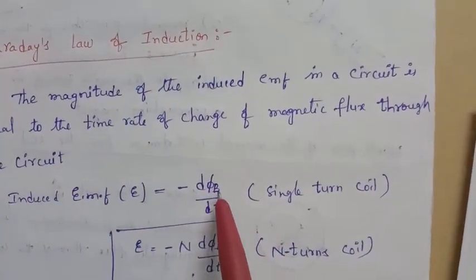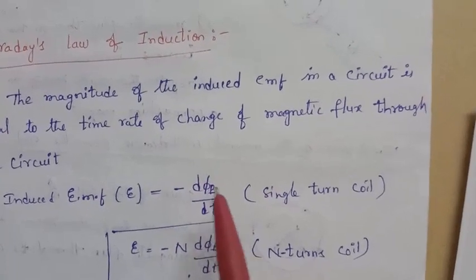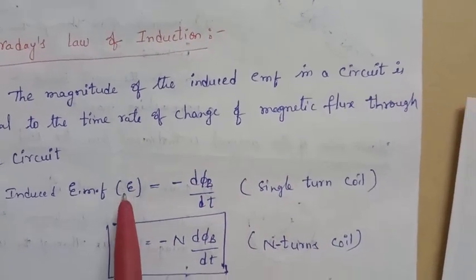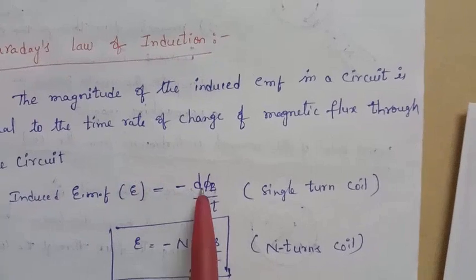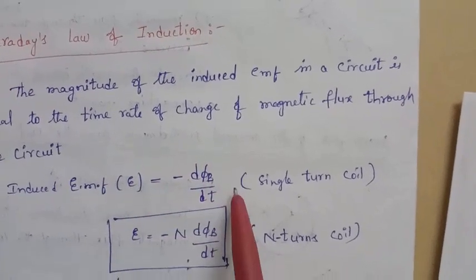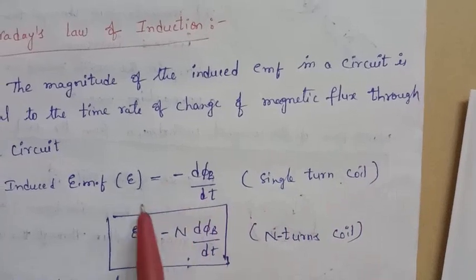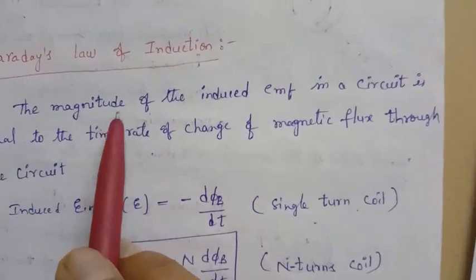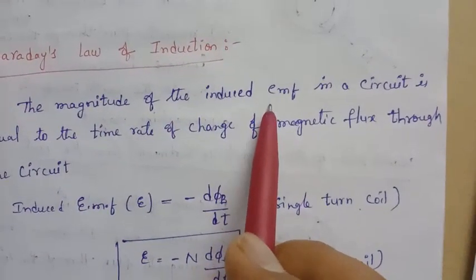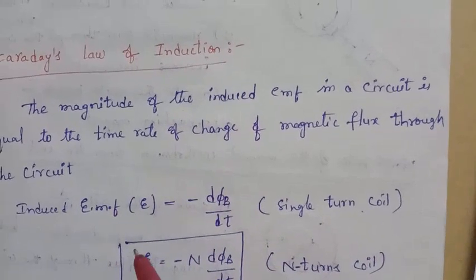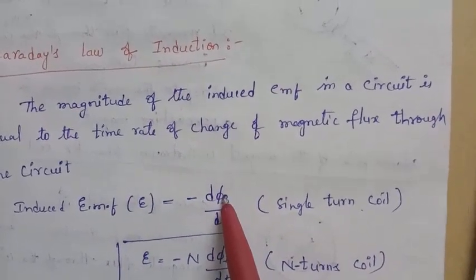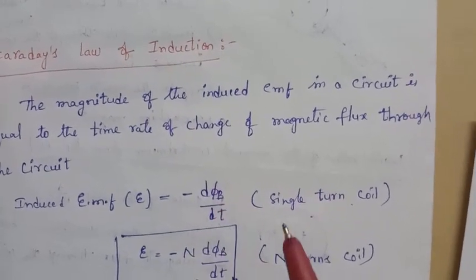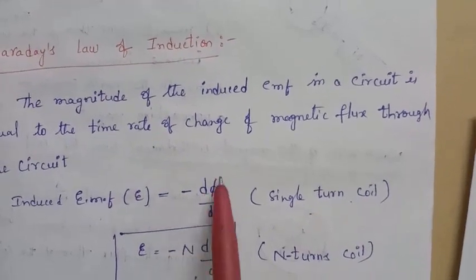So when you change the magnetic flux through the coil, there is an induced EMF. If the change is greater, the induced EMF will be greater, so these two are directly proportional. In the case of a single turn, the formula is induced EMF equals minus d phi B by dt. EMF is induced only when there is a change of magnetic flux through the circuit, the coil. So induced EMF is equal to minus d phi B by dt.